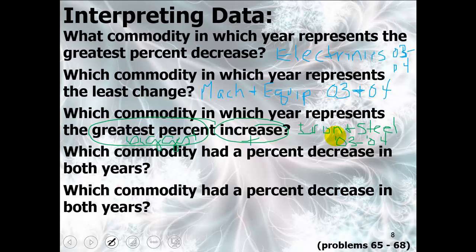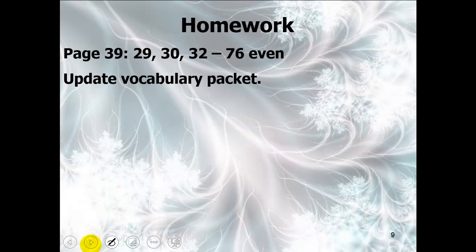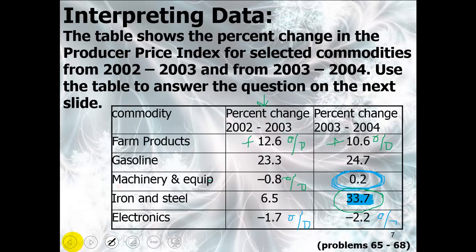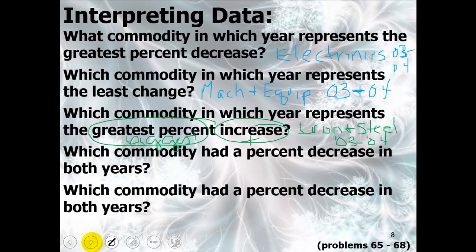Which commodity had a percent decrease in both years? All right, positive, positive, positive, positive, negative, but that's positive the second year. Positive, positive. Well, here it is, negative, negative. So it is electronics, and we don't have to designate a year because it was both years. And this is just the same question. I apologize for that. I thought I got rid of that.